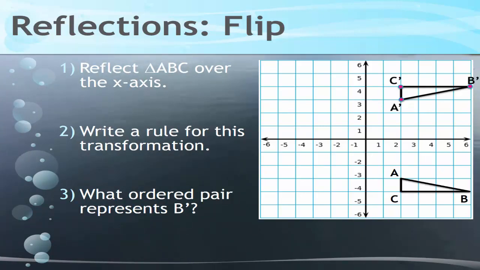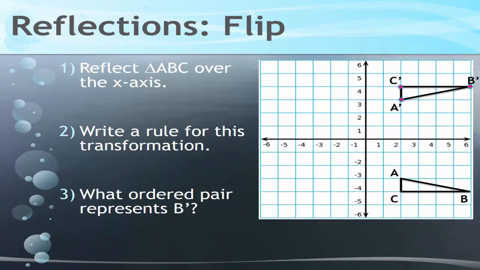My C ordered pair is 4 units away from the x-axis. So my C prime would have to be 4 units away in the opposite direction. And so what we noticed very quickly is that whatever my y value is, the prime or the reflected image is going to have the opposite y value, which matches our rule.